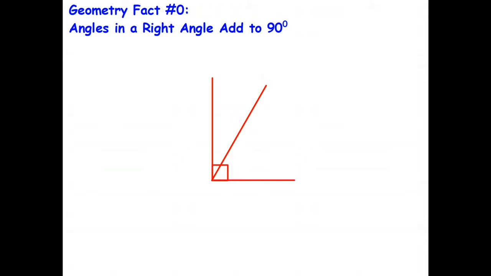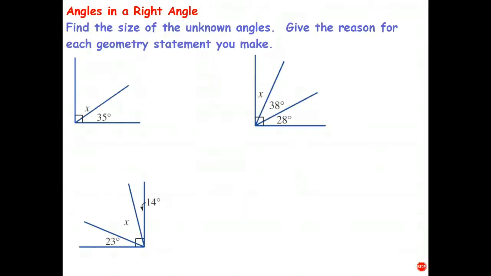Now, when I've taught this in the past, I've normally had 12 geometry facts that I taught to students. The textbook that I'm currently using has this fact as well, so I'll just add it in for the sake of completeness. The geometry fact is, if I've got two angles that add together to make a 90-degree angle, then angles in a right angle add to 90 degrees. Fairly obvious, I hope, that that's a true statement.